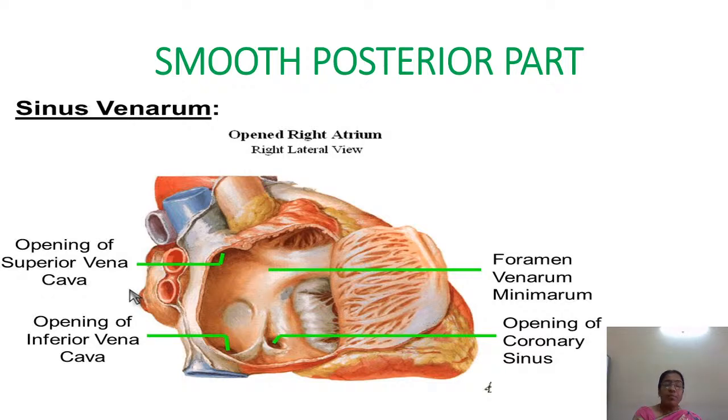Because when you remember the right atrium, deoxygenated blood comes. From where does the deoxygenated blood come? It gets its blood either from above, from the superior vena cava, the whole lower part of the body from the inferior vena cava, the heart from the venae cavae minimi, and through the opening of the coronary sinus. In this way, all the openings are present in the smooth posterior part, which has developed from the sinus venarum.